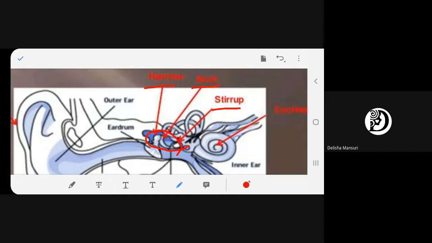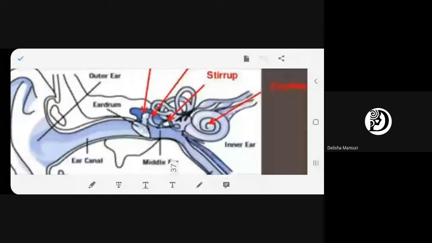Here, what is happening? The sound is amplified. That means it is increased three times more. It is magnified by three times, and then it reaches the inner ear. The inner ear has the cochlea, which converts it to electrical signals. These electrical signals are then carried by the auditory nerves to the brain, and the brain registers it as sound. Any problem?